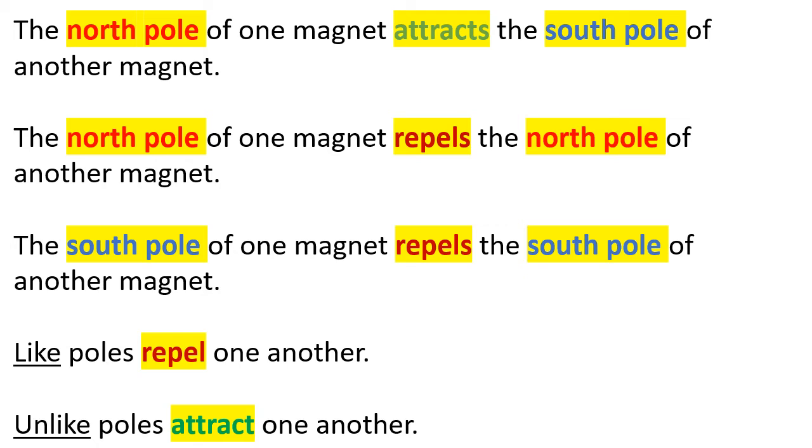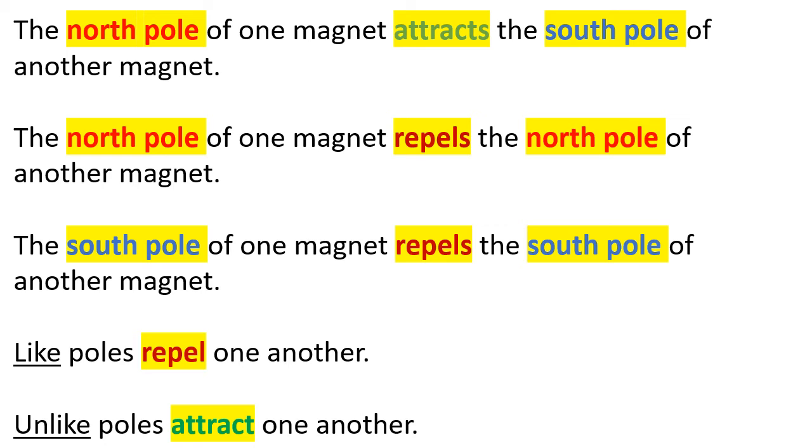So we learned from our observations and our discussions that the north pole of one magnet attracts the south pole of another magnet. The north pole of one magnet repels the north pole of another magnet. The south pole of one magnet repels the south pole of another magnet. So, like poles repel one another.